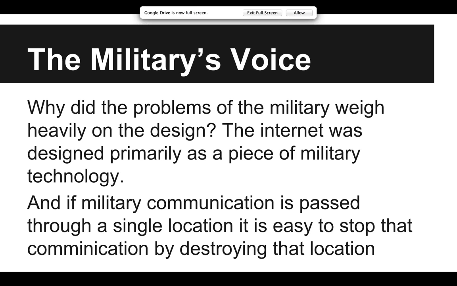So the military said, look, we're paying for this. We want it to be more robust than that. We want it so that if Atlanta were to get taken out or DC were to get taken out, it will be able to withstand that. It will be robust.